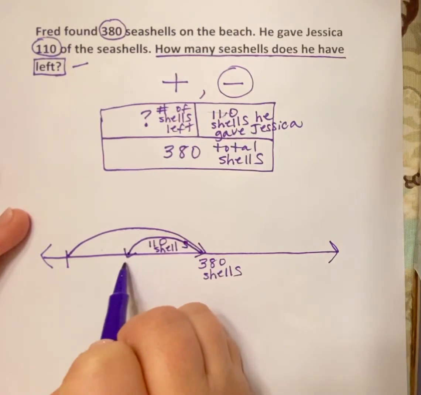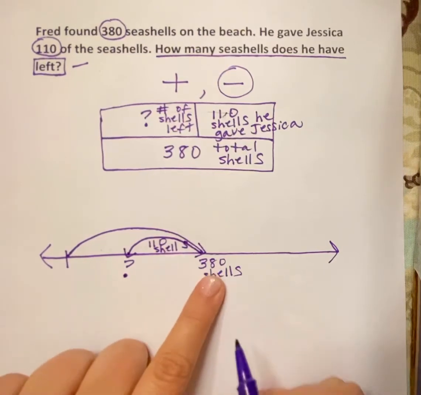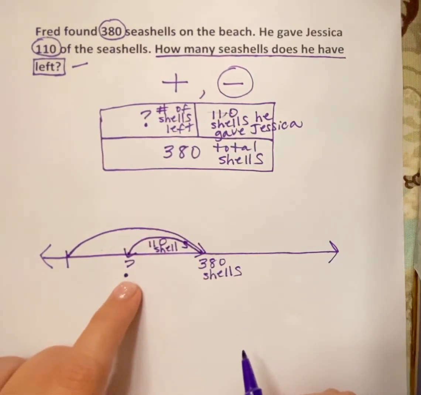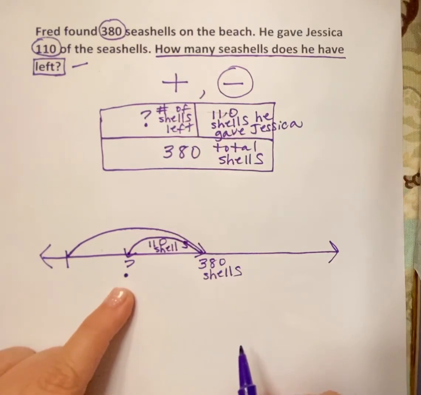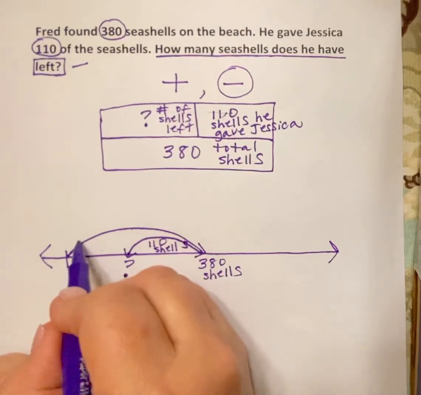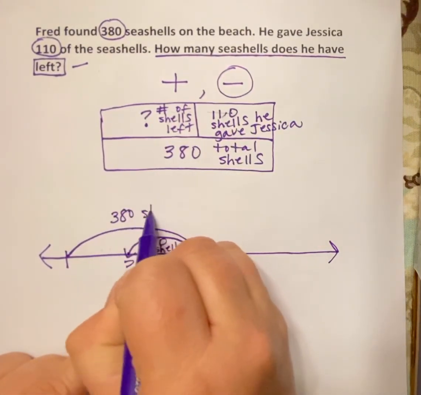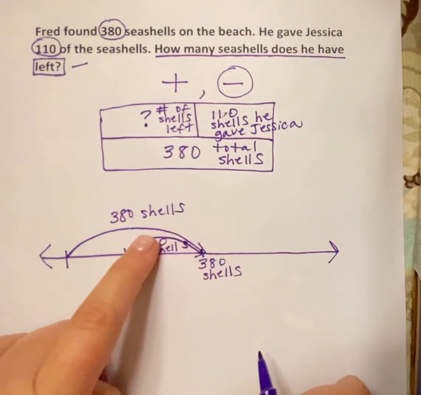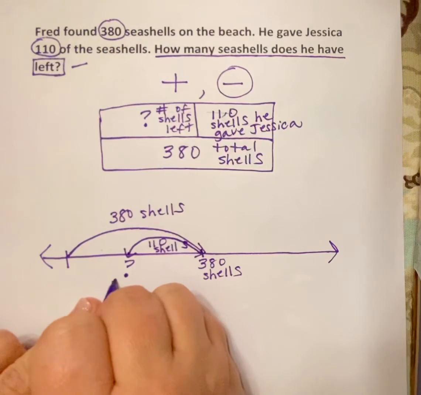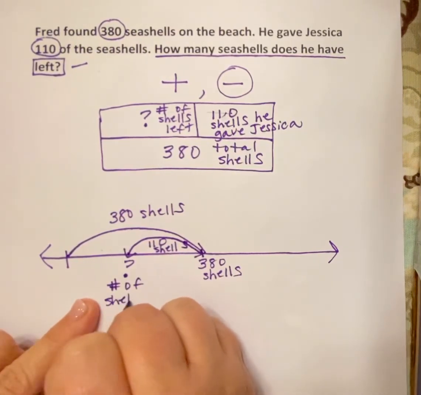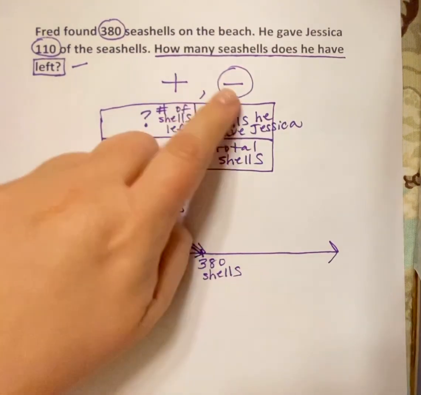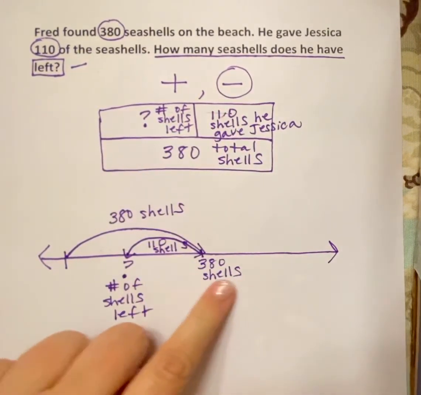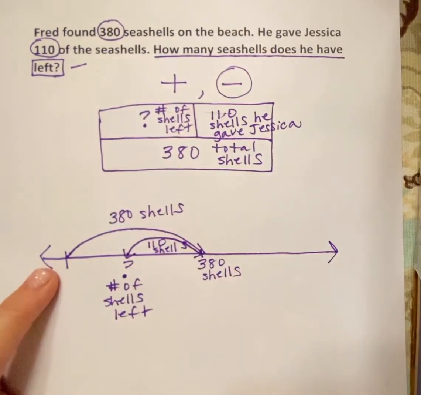This point right here is what I'm trying to find. When I'm at 380 and I go backwards, I subtract 110. What is that? I don't want to just leave it a question mark, because a good mathematician has labels. So all of this is 380 shells. This point right here is 380. I've subtracted 110, so I'm trying to find the number of shells that are left. I've identified it's subtraction by using a strategy of a strip diagram, and I have represented this problem in the strip diagram as a number line.